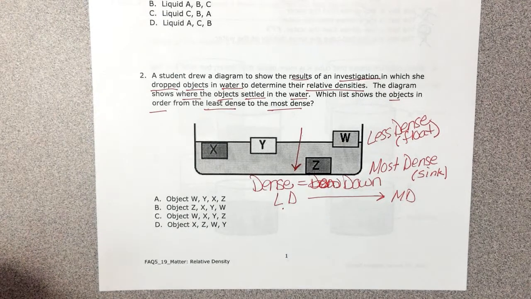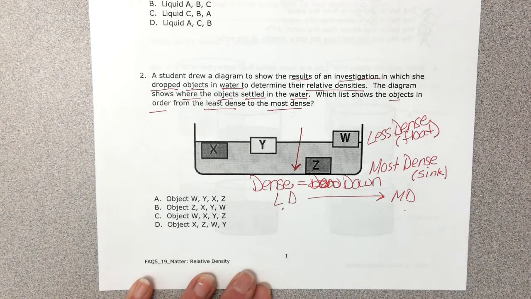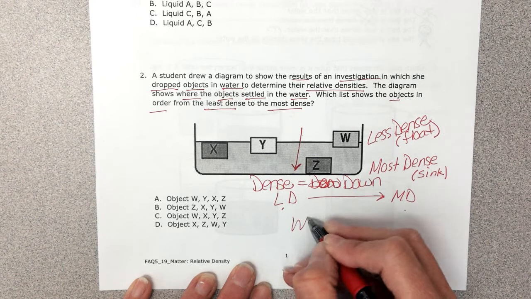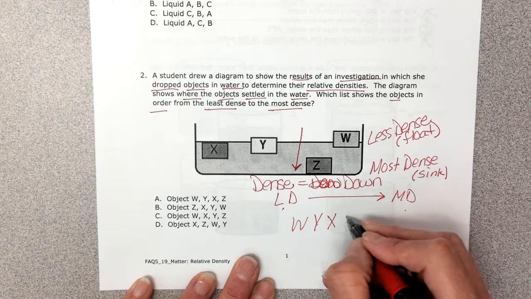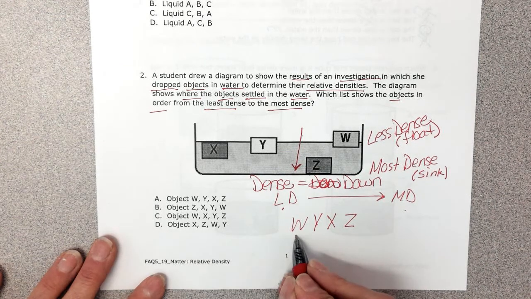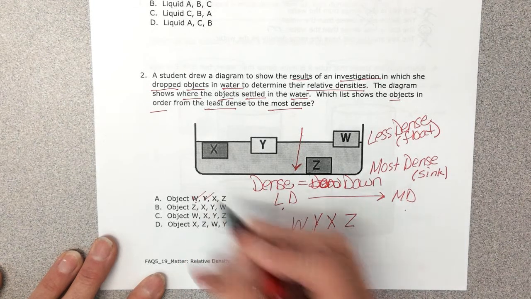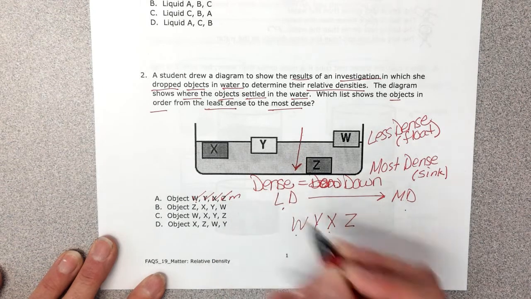Ravik, can you tell me what order we would have those from least dense to most dense? Okay, W, Y, X, and Z. Everyone agree? Yes. Okay, let's look. So here we have W, Y, X, and Z. So we're going to put maybe and keep looking.